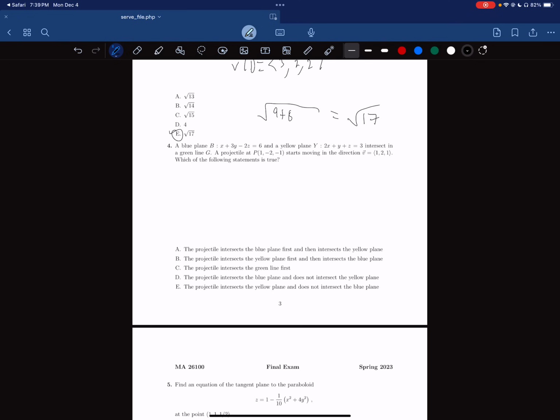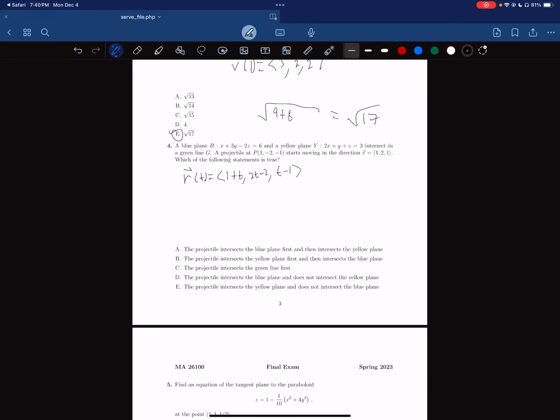Okay. I think it's going to make sense if we first determine if it intersects the blue plane. And let's first write up the equation for the actual projectile. I'm going to call it R of t. It's kind of standard. It's going to be 1 plus t, 2t minus 2, and of course t minus 1. Okay, so that is our R of t here.